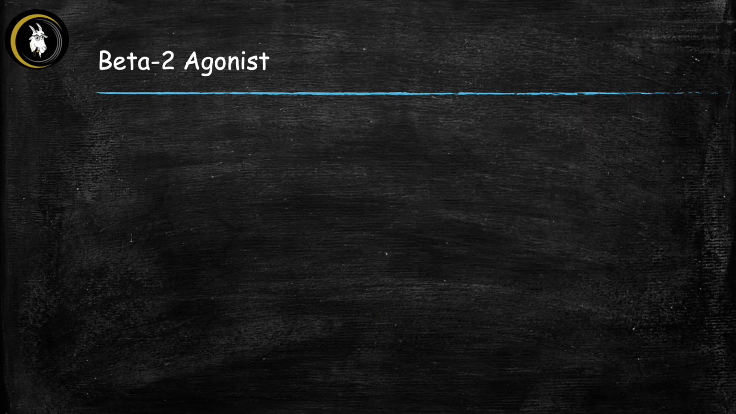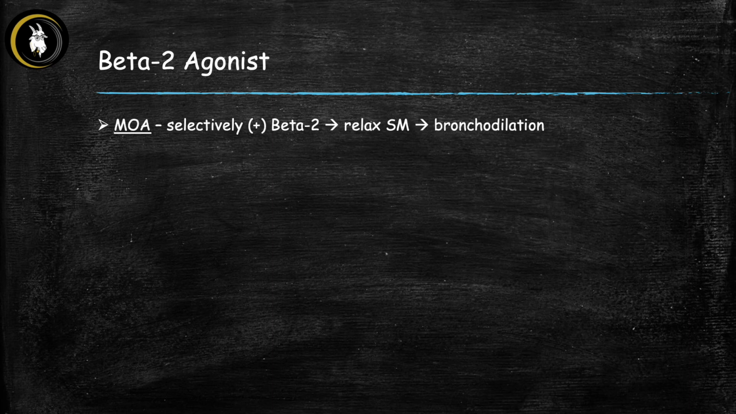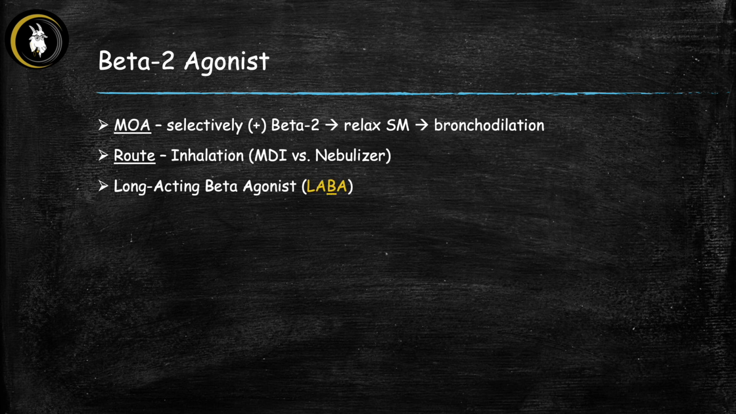The beta-2 agonists selectively stimulate beta-2 receptors. They cause relaxation of bronchi smooth muscle and bronchodilation. As you just learned, their route is via inhalation, so either MDI or nebulizer. And the way that the bronchodilators are categorized is based on their duration of action, and we have two classes. We have the long-acting beta agonists, aka LABAs, and they have a longer duration of action, but their onset of action is slower, so they work slowly, but they last long, and a commonly used LABA is salmeterol.